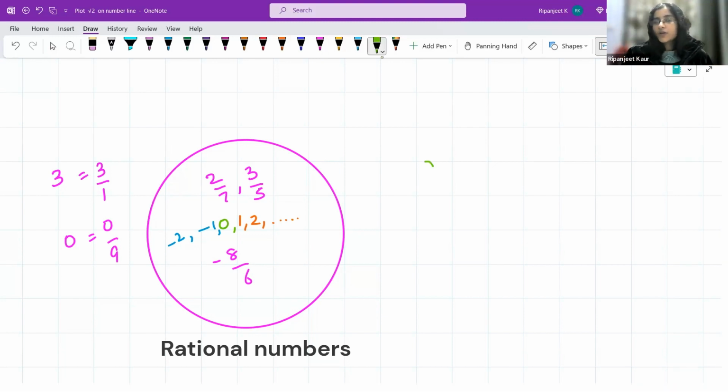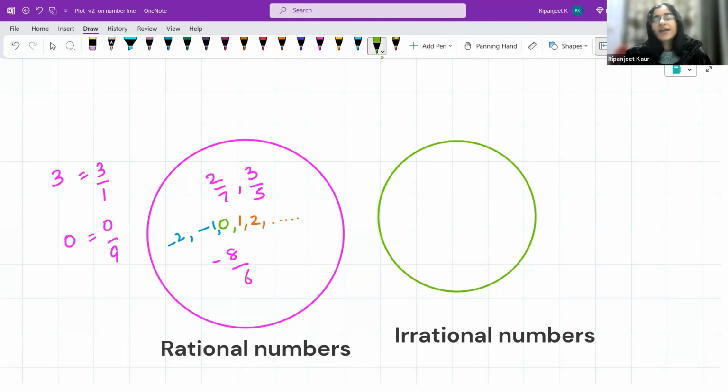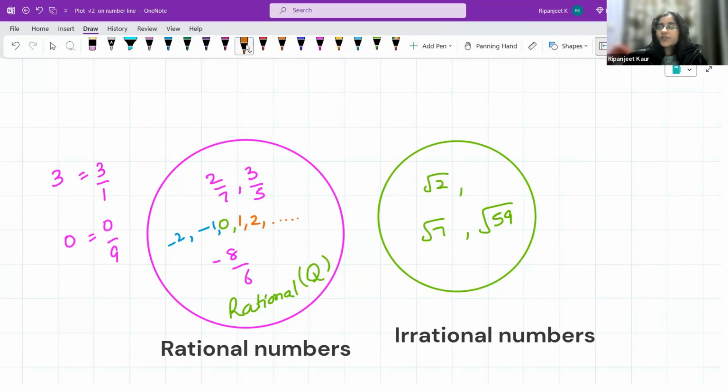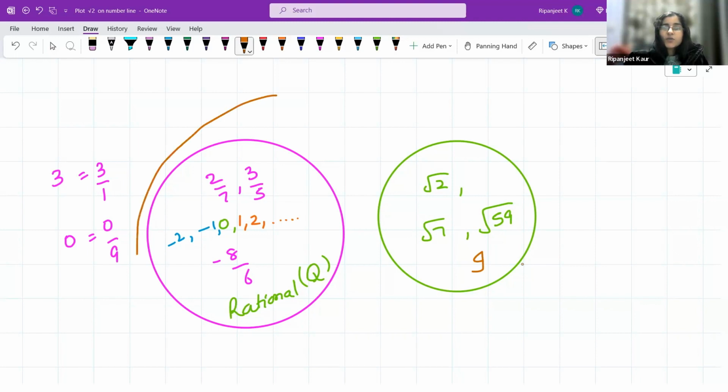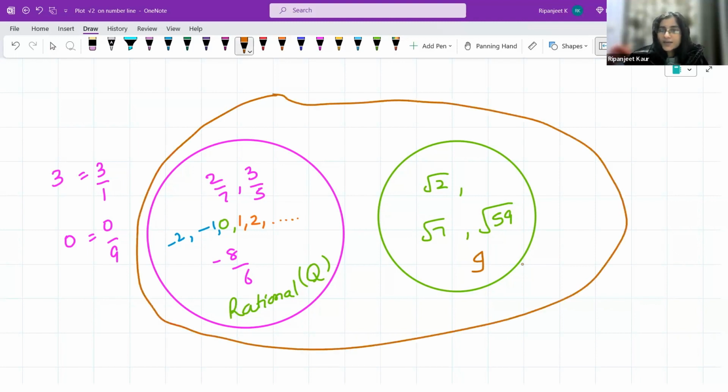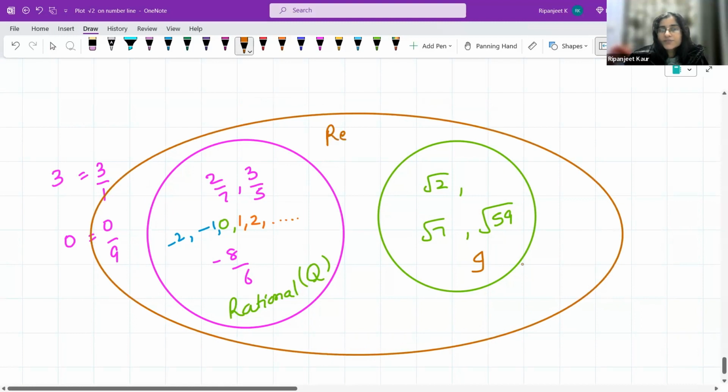And there was another type of numbers, irrational numbers. √2, √7, √50, let us say, right? All of these are irrational numbers. So these are rational, represented with a Q, and these are irrational, represented with I. And these all were coming under what? Yes, the set of reals, real numbers, represented with R. Okay, so now we know this.